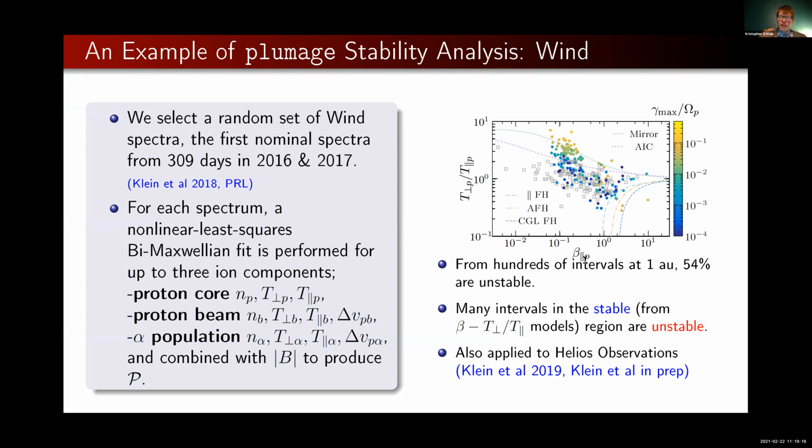If you plot the intervals as a function of both beta and temperature anisotropy, which is one of the favorite reduced parameter spaces people like to use, we see that not only are intervals that are beyond those typical thresholds unstable, but a significant fraction of the intervals that are in the quote unquote stable regime are actually relatively strongly unstable. And this is because our model here accounts for all of the different sources of free energy, all of the other anisotropies, all of the beams, all of the free energy in those relative drifts, which drive a significant amount of this actual wave behavior.